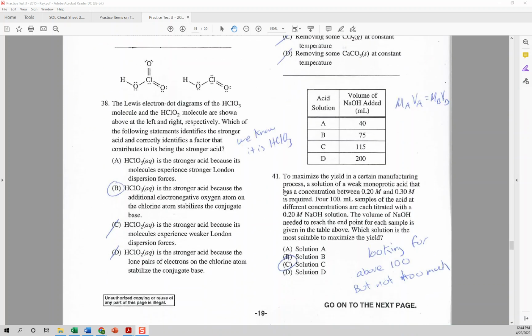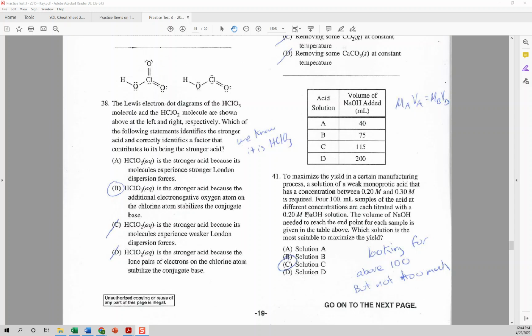All right, so if you read this question, we're looking for an acid that has a molarity between 0.2 and 0.3, and they take 4 100 milliliter samples of the acid and react it with 0.2 molar NaOH. So if our target is 0.2 or higher, and they're monoprotic, so 1 H plus, and the base, sodium hydroxide, is 1 hydroxide.